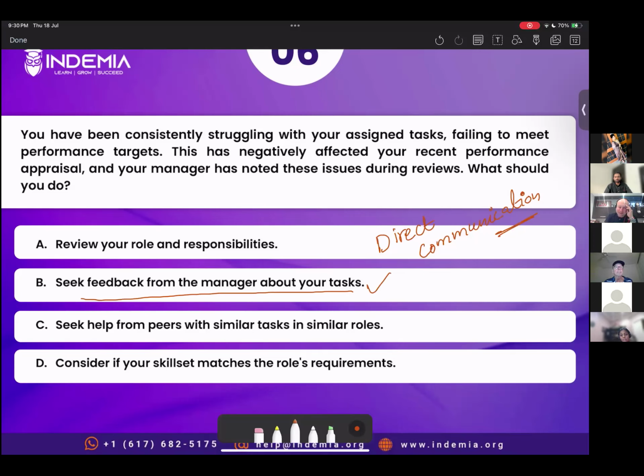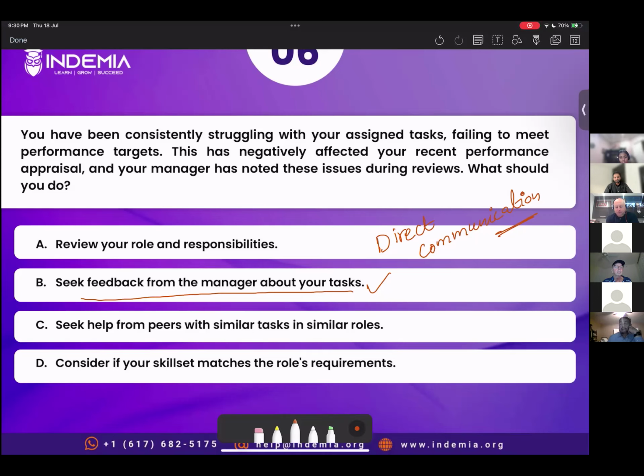So review your role and responsibility. Again, it's a unilateral effort. You're already aware of your role and responsibility. So going back and reviewing it again would not help when you have someone to tell you what's going on, what's wrong with the situation, because performance appraisal has been done and your manager has noted down some of the issues. So the best choice is you need to talk to your manager, have a direct communication with your manager, and understand what's wrong with me or where I should focus on, what are the skills where I can improve on.